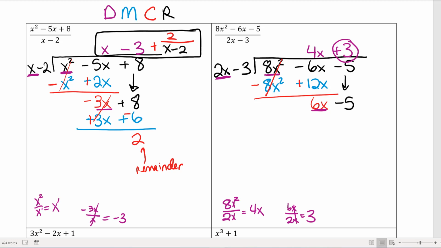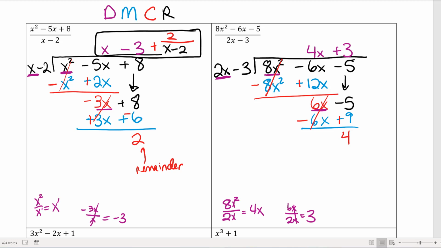M, multiply. I'm going to take the 3 and multiply that 3 to both terms in the denominator, or the divisor. 3 times 2x is 6x. 3 times negative 3 is negative 9. I'm going to erase those marks. C says change both signs. So I'm changing the blue terms' signs from positive to negative or from negative to positive. Notice that the 6x minus 6x adds to 0. And now I have negative 5 plus 9 is 4.